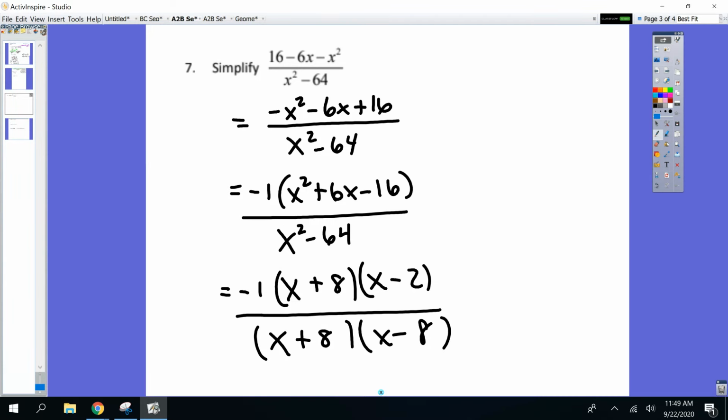You want to just keep going here, Will? You're on fire. Cross out the x plus 8s. Good. What are you left with on top? Negative 1, x minus 2. Yep, you guys don't have to distribute that for me either. Just leave it. And on the bottom, Will? X minus 8. Okay, good work, kid.